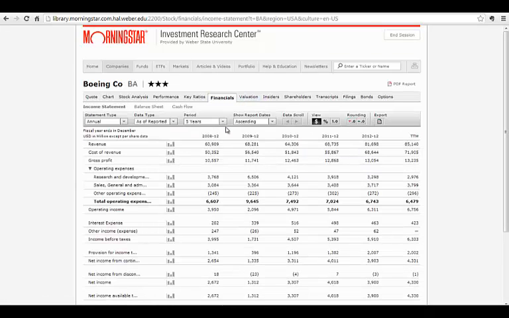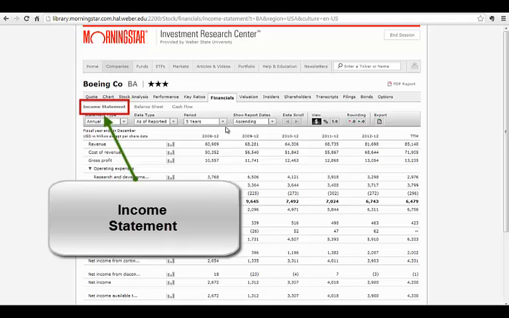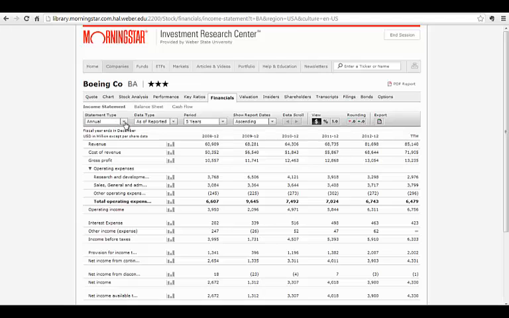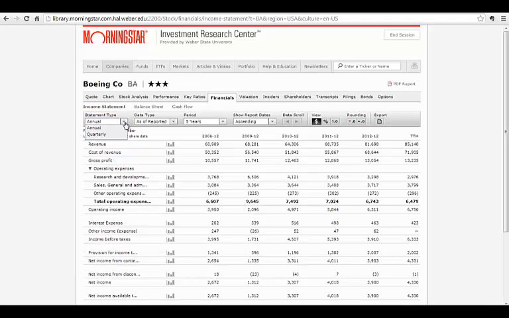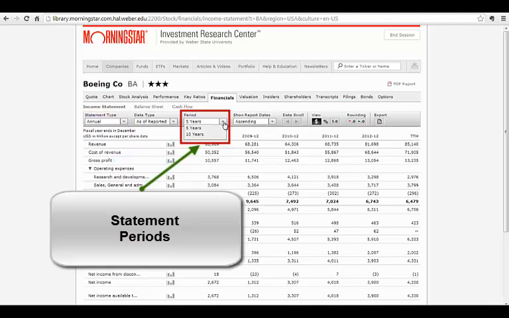Here you get the company's financial information, including their income statement, balance sheets, and cash flows. For the statements, the information is available annually as well as quarterly. For the period, you can get information for 5 years or 10 years. If you select the statement types for quarterly, you can get information for 5 quarters or 10 quarters.